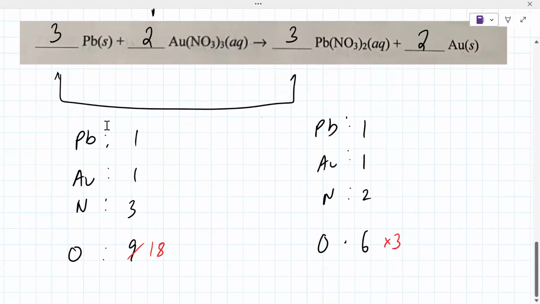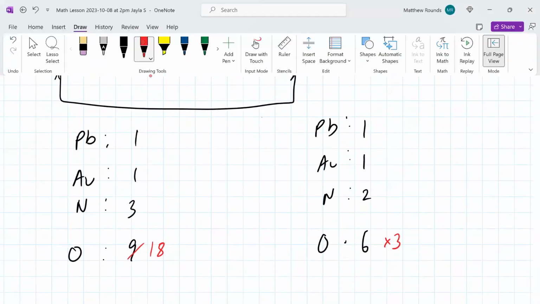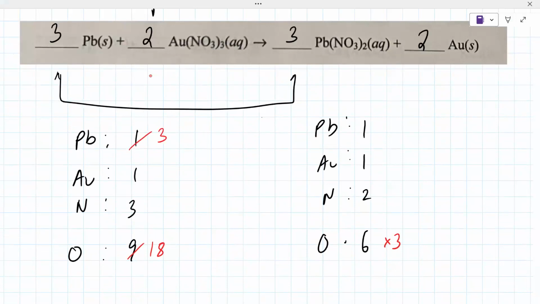Now to check, we'll just recount. So now there are 3 leads, 3 leads, 2 AUs, 2 AUs. Nitrogen has 6 on the left. On the right, it's got the 3 times the 3. No, 2 times 3, you got 6. There we go. So it does work.